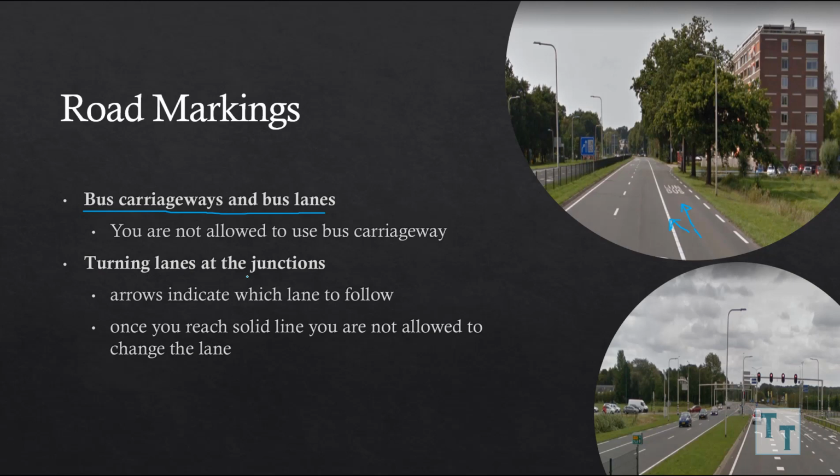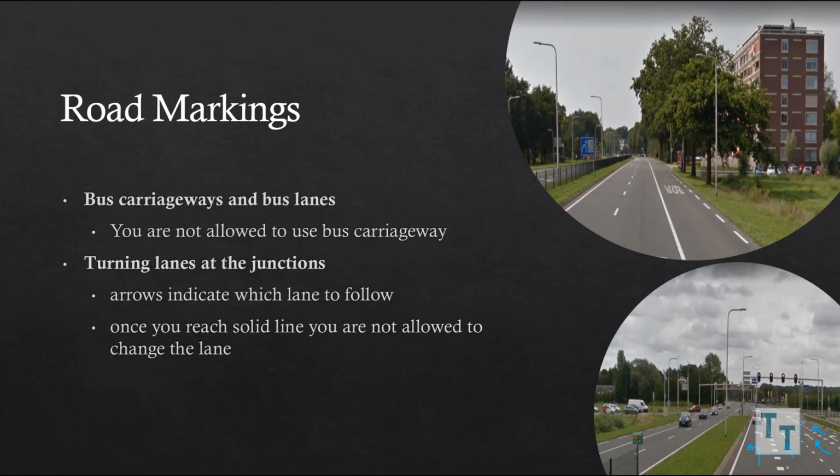Turning lanes at the junctions. Arrows at the junction indicate which lane you have to follow. As you can see in this picture, when you want to turn to the left, you have to be in this lane. If you want to proceed straight ahead, you have to remain in one of these two lanes. And when you want to turn to the right, you have to take the rightmost lane.